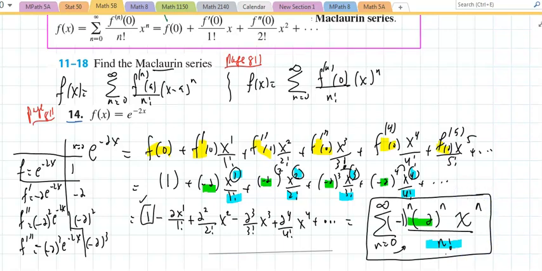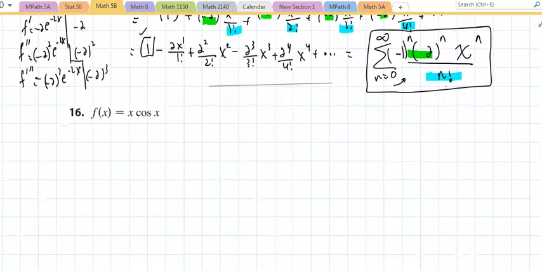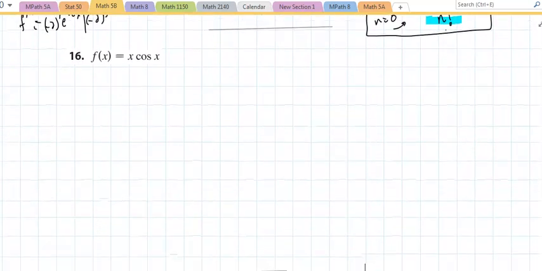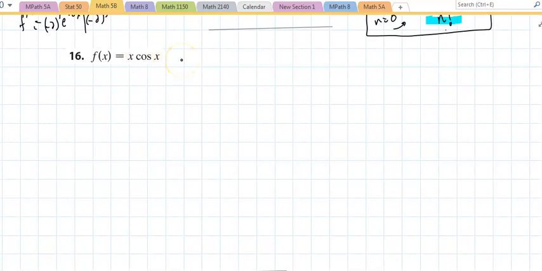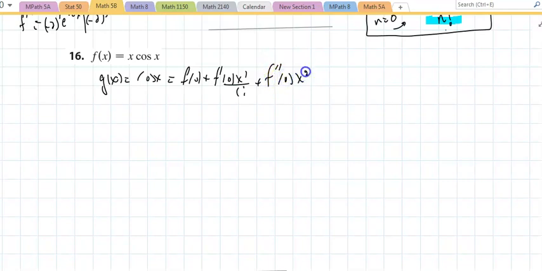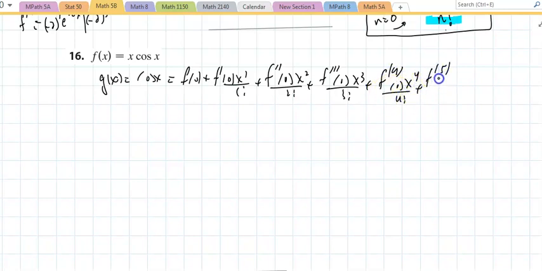Okay, let's do another one. Number 16 says find this. Well, this is what we're going to do. Taking a derivative of this is very annoying. What we're going to do, we're going to say let g of x equal the cosine of x, and that's going to be f of 0 plus f prime of 0 x to the 1 over 1 factorial plus f double prime of 0 x squared over 2 factorial plus f triple prime of 0 x cubed over 3 factorial plus fourth derivative at 0 x to the 4th over 4 factorial, maybe 2 more.